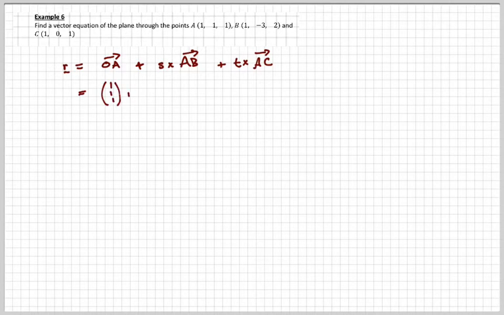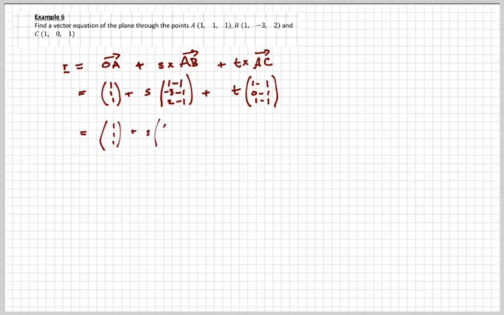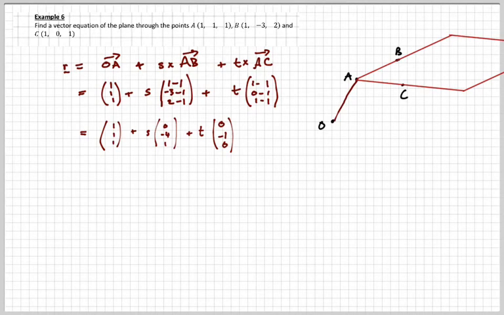We do the obvious thing. Well, OA is the position vector, which is (1, 1, 1). AB is going to be negative A plus B, or B minus A, which is this vector. And then AC is going to be negative A plus C, or C minus A, which is this vector. And so when you simplify everything, the vector equation of this plane is the following. And just to draw this, we have O to A, and then we have a plane through the points A, B, and C. So this is how we've thought about it.